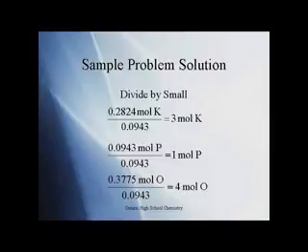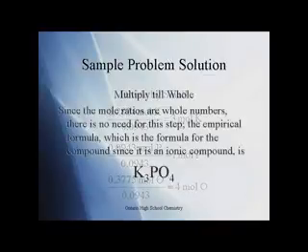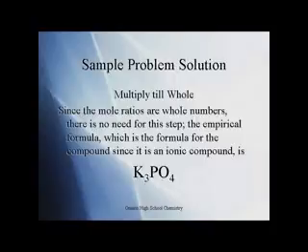So here are our mole ratios. Again, taking each of the mole quantities and dividing by the smallest mole quantity. So our mole ratio is that we get 3 moles of potassium for every 1 mole of phosphorus and every 4 moles of oxygen. The mole ratios here are whole numbers, so we can go ahead and write the empirical formula, which is K3PO4.